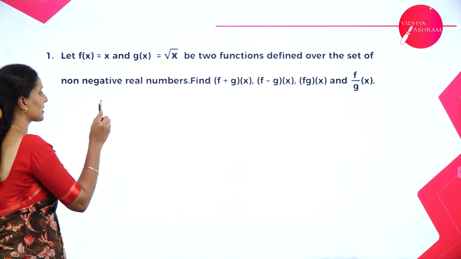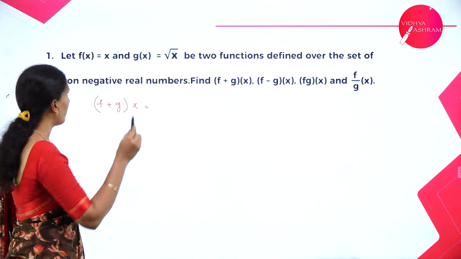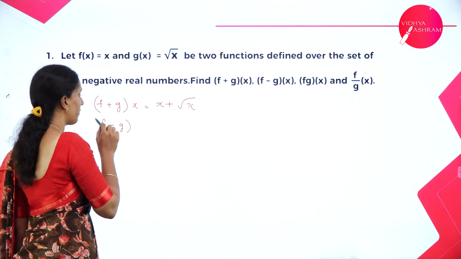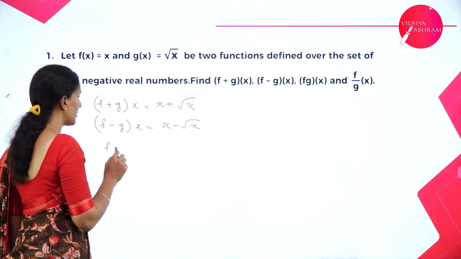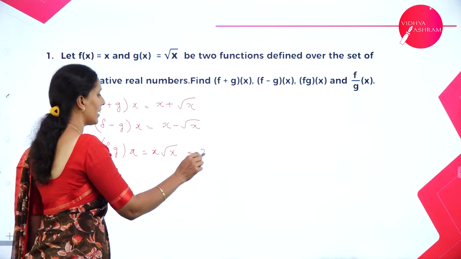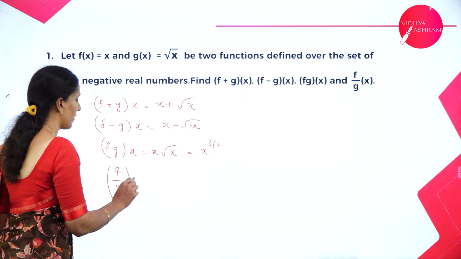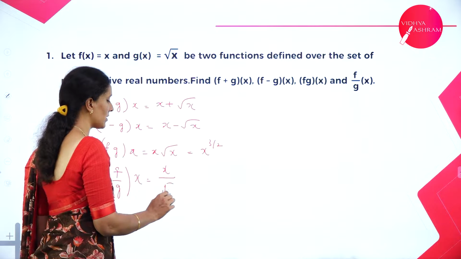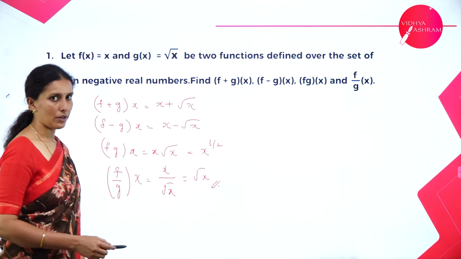So f plus g of x is nothing but f of x plus g of x, that is x plus root x. f minus g of x is nothing but f of x minus g of x, x minus root x. Next, f g of x is given by x into root x, or you can write it as x to the power 3 by 2. Next, f by g of x is given by f of x by g of x. So here x over root x you will get, which can be written as root x. So this is the value.